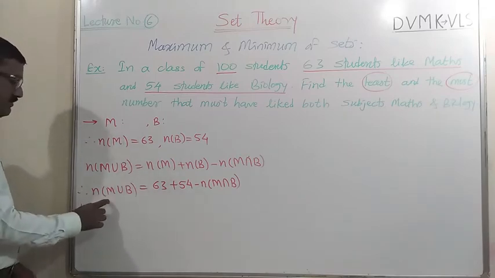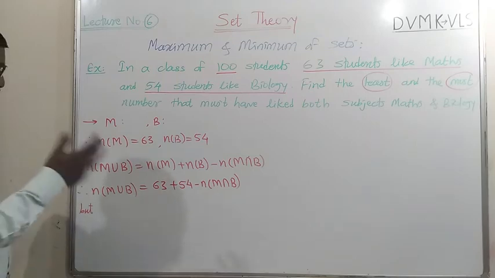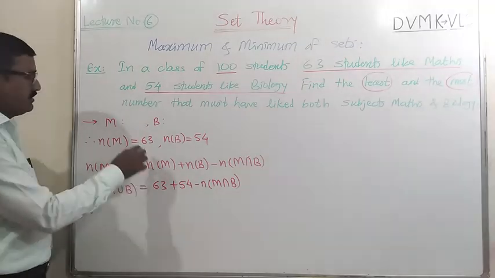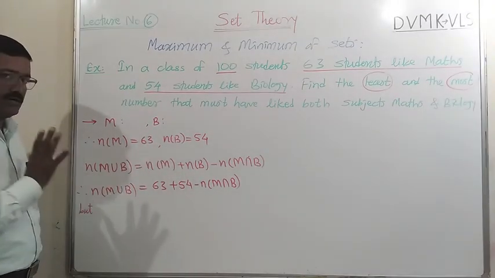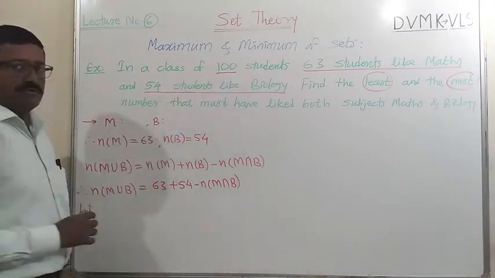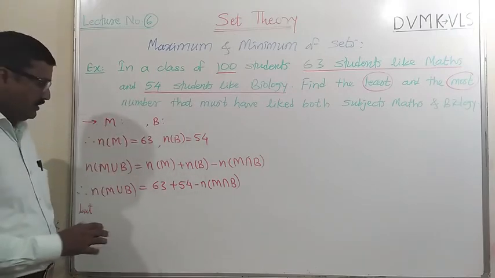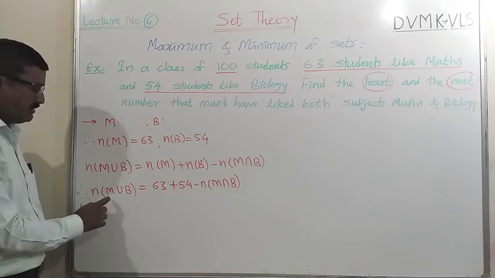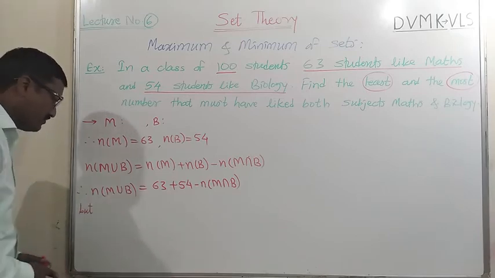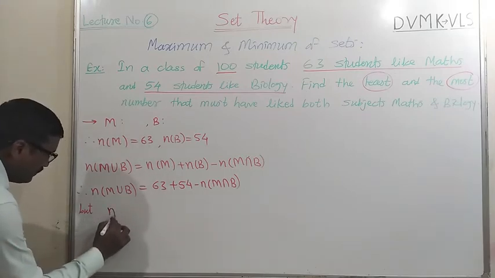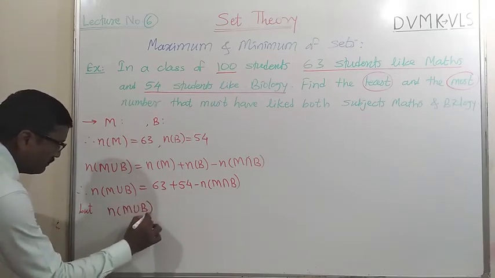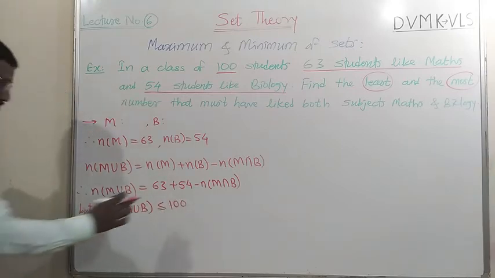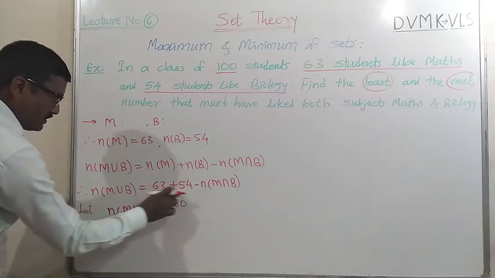This number of elements in the union, how many possible elements are in the union of these two sets? If you take the union of these two sets, that union cannot exceed 100, because the total students are 100. So this number is less than or equal to 100. The number of elements in M union B is less than or equal to 100. Is it correct? So we can use this number for this side.